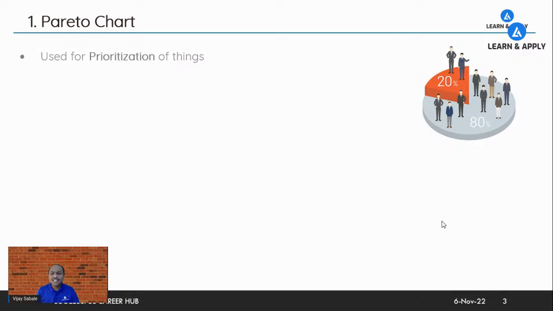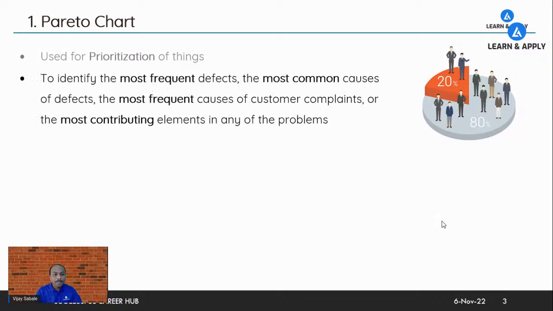But before that, let's understand what a Pareto chart is. It is used for prioritization and it tells us that 20% of the activities contribute to 80% of the results. Or in other words, we can say it identifies the most frequent defects, the most common causes of defects, the most frequent causes of customer complaints, or the most contributing elements in any problem. If you want to identify that, then we use this Pareto chart.